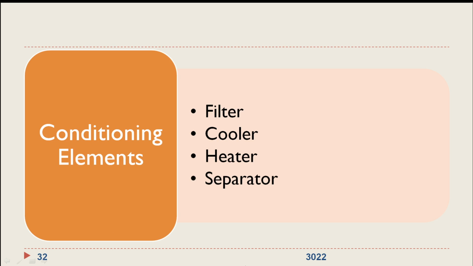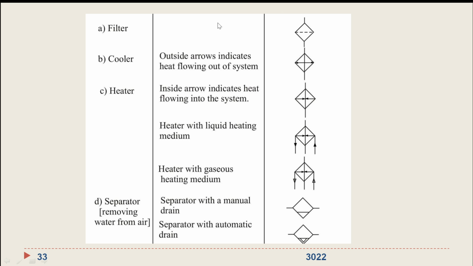Now coming to the last category of hydraulic circuit elements, the conditioning elements: filter, cooler, heater, separator. These four come under the conditioning elements. That is represented like this. A filter is represented with a diamond shape, I mean a square rotated 45 degrees with a dashed line joining the diagonals on a horizontal way. Then cooler is represented like this.